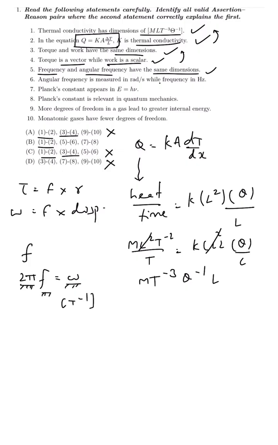Correct. Angular frequency is measured in radian per second. Frequency is hertz. True. But does it explain it correctly? No, it doesn't explain. So let's make some modifications. So 5 and 6 won't come.